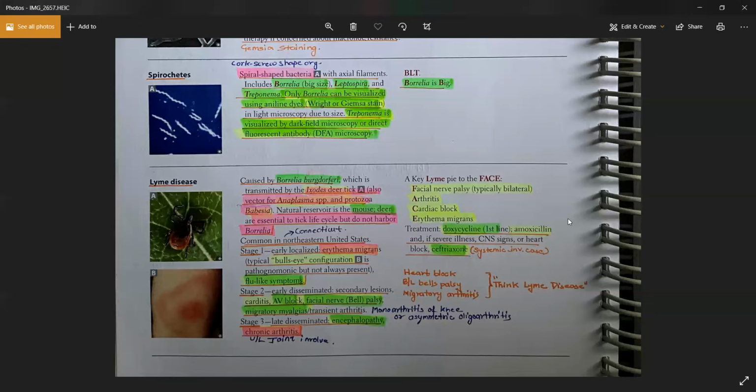Yes. So okay, just leave it for the step 2 only. And for the step 1, you just need to know that doxycycline is a first line therapy. If the patient is presenting with a rash, then you will give the patient doxycycline. If they're presenting with AV block and Bell's palsy, we will give the patient ceftriaxone.